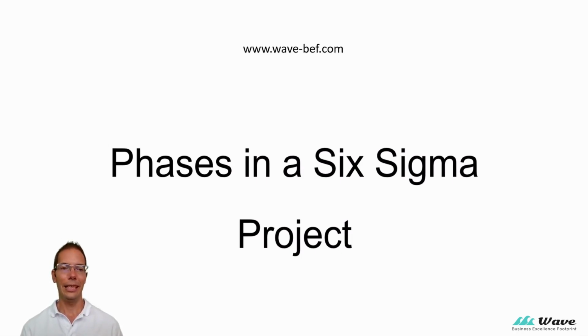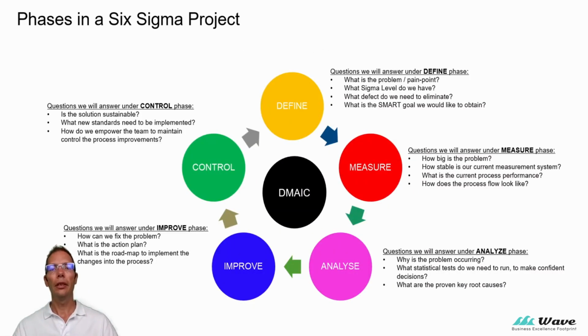In the next couple of slides, you can see what the main phases within the Six Sigma project are and what they contain. Here you will find the 5 phases of a Six Sigma project, and it starts with the define phase. It moves over to measure, then to analyze, moving over to improve, and to the control phase.